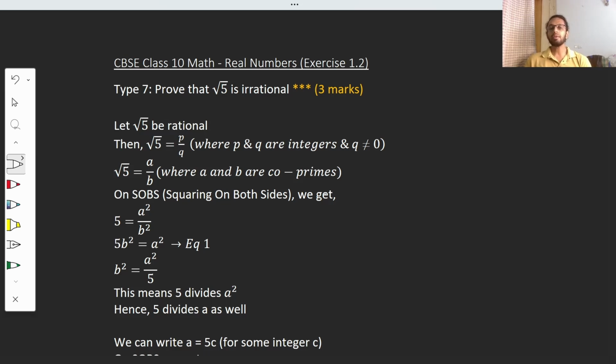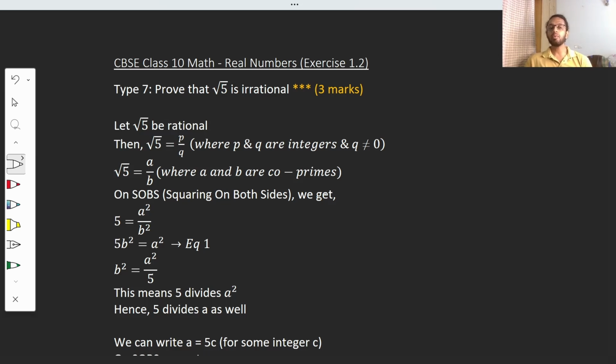If you could recall from the previous videos, in the basics of real numbers, we have learned that root 5 is irrational because it would have a non-terminating, non-recurring decimal expansion. Now we are going to prove that. This proof follows a similar approach, which means it can also be applied for root 3, root 2, and other irrational numbers as well.